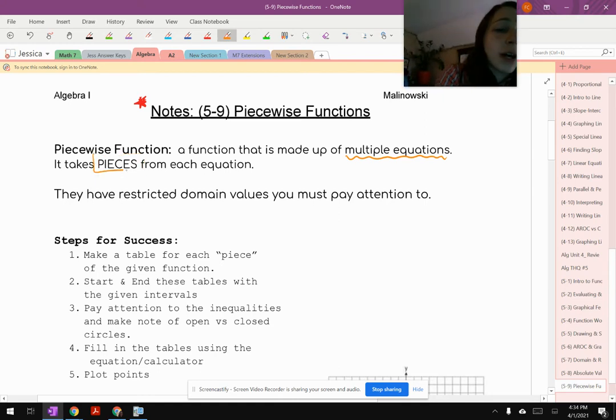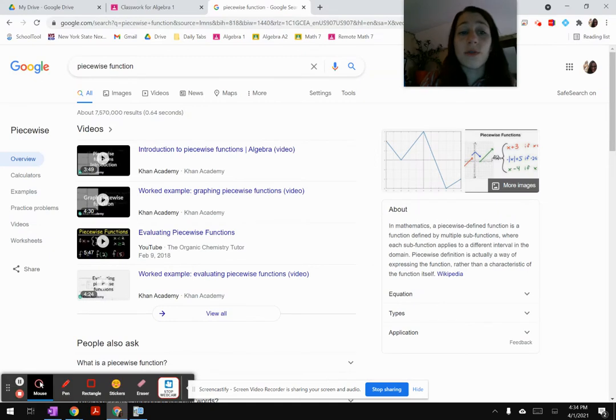So if you go ahead and do your good old Google search of a piecewise function, you'll see that the definition they come up with is a function defined by multiple subfunctions. So that's what I mean by equations. Equations are just functions, and it's just made up of multiple equations.